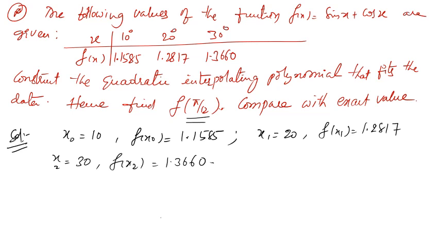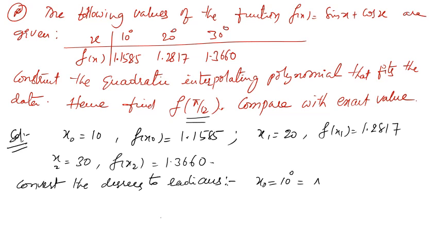let us convert the degrees to radians, to get the final answer in terms of radians. What is the first one? x0 equal to 10 degrees. 10 degrees means what? Pi by 18 radians. So this is 0.1745. Next one, what is x1? x1 is 20 degrees.